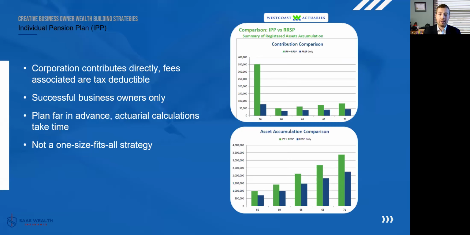And the reason for that is actuarial calculations will need to be run by our friends over at West Coast, and we'll also need to do some advanced tax planning with your accountant. IPPs are not a one-size-fits-all strategy, but if you look at these graphs, you'll see that the contribution amounts between the ages of 40 and 60 are certainly quite a bit higher than if you were only contributing to an RRSP. And so it's definitely worth evaluating as you look to diversify your retirement nest egg.